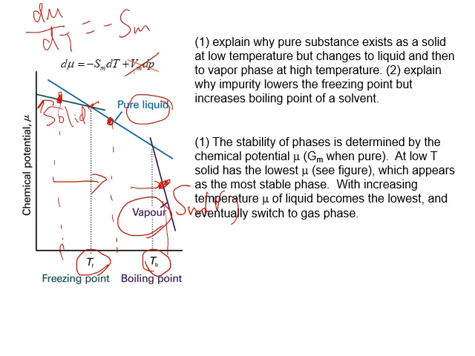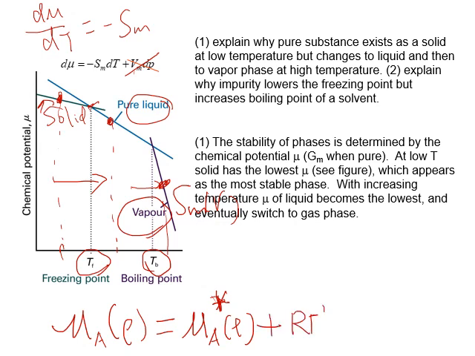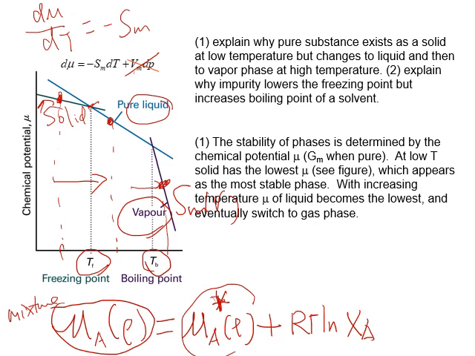Explain why impurity lowers the freezing point, but increases the boiling point. Okay, so to answer that question, we need to know what happens to the chemical potential when you have impurity. We learned that if you have impurity, the chemical potential of A in the mixture, the liquid, equals the chemical potential of A when it's pure, this symbol means pure, plus RT ln XA. So this is non-pure, mixture, and this is pure, and this is the difference.